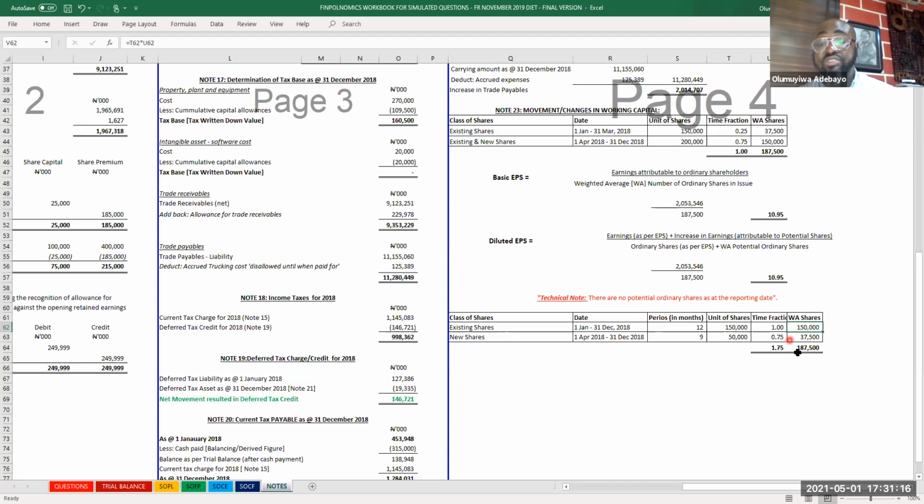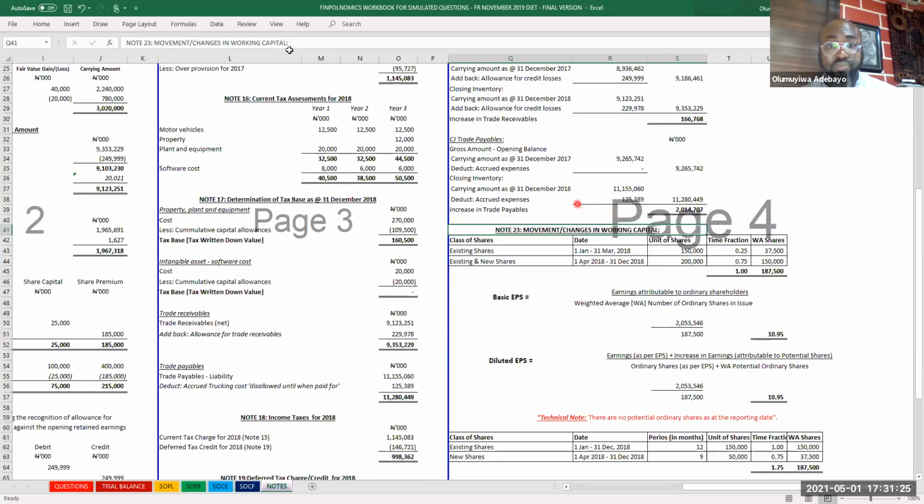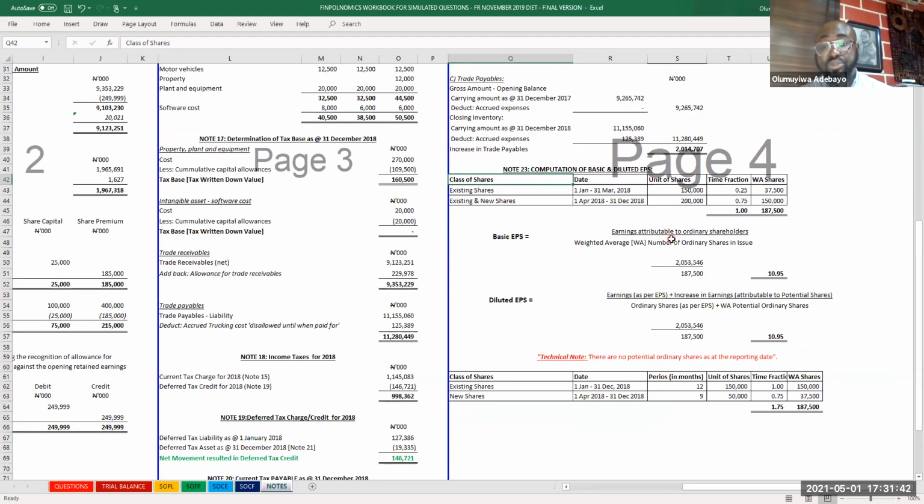0.75 times 50 is 37.5, which is still going to give you the same result. Either of the approaches you have adopted, you are still going to get the same thing. And that is that. That is computation of our basic and diluted EPS. And which means what we needed is weighted average. Okay, that is the significance of that information one.